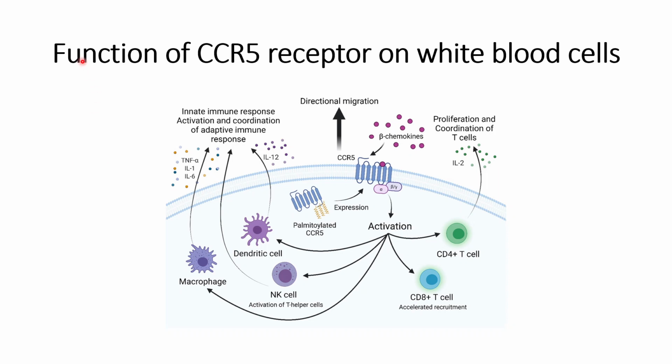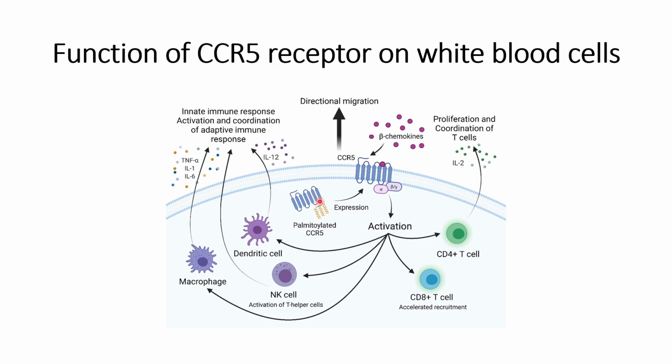In this video, we will discuss the function of the CCR5 receptor on white blood cells. As we know, white blood cells are one of the important parts of the immune system, as they are responsible for both innate immune response and adaptive immune response. And we know that CCR5 also plays an important role in HIV infection as a co-receptor.